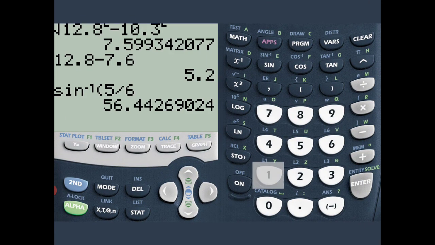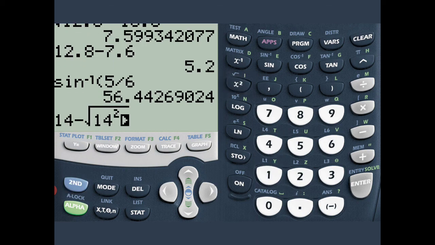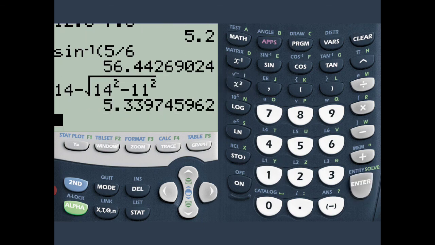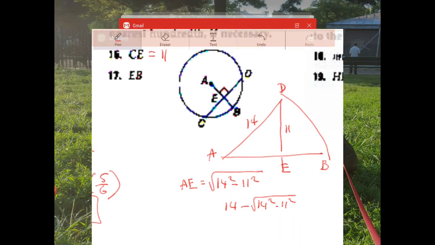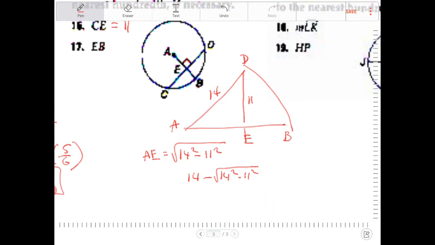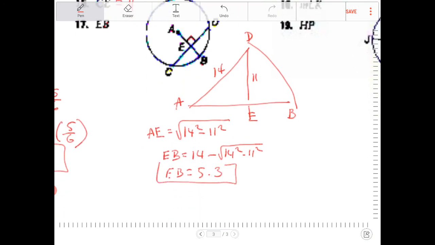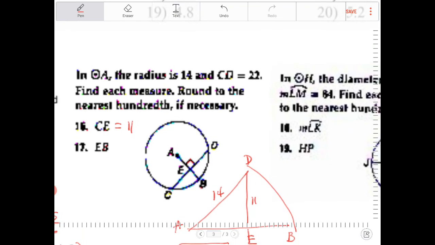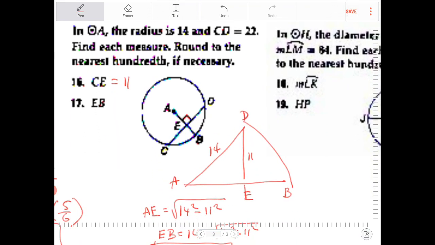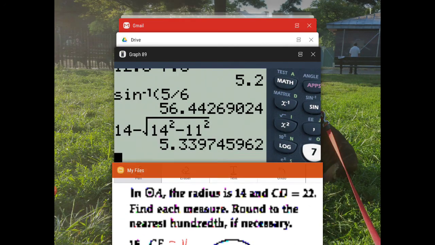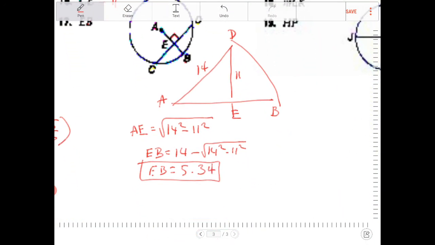So if I punch that into the calculator, 14 minus the square root of 14 squared minus 11 squared, all in one step, 5.339. So EB is 5.339, because it says round to the nearest hundredth, so it's 5.34 then. Okay.